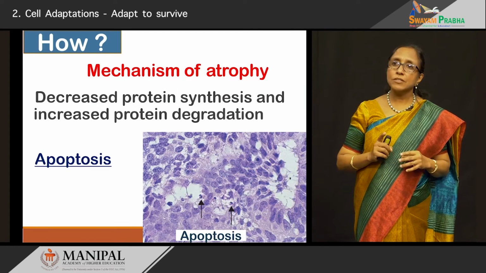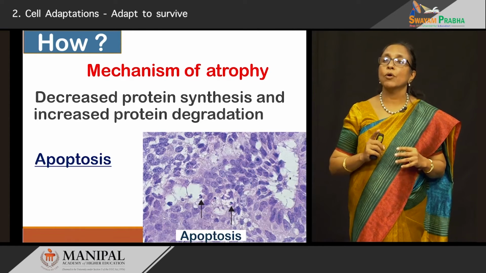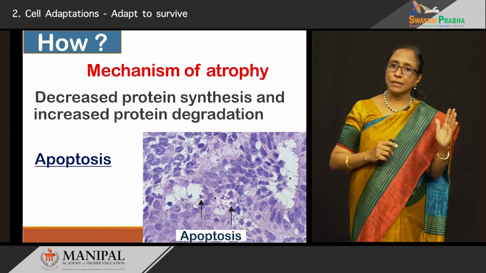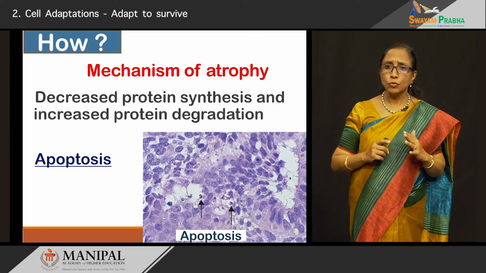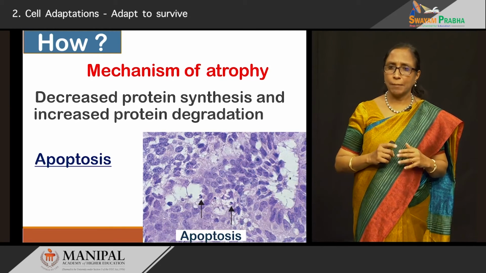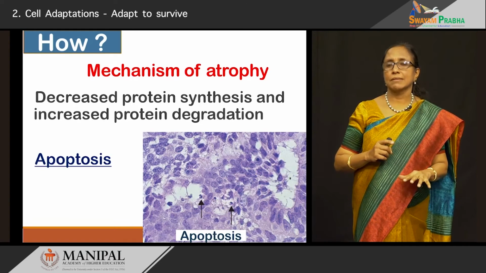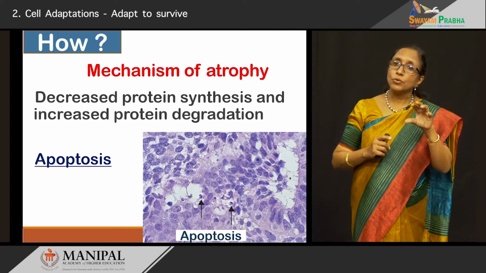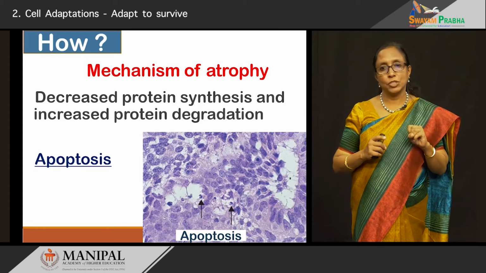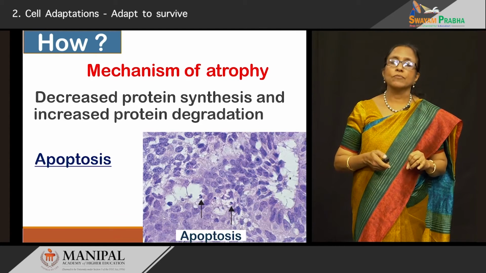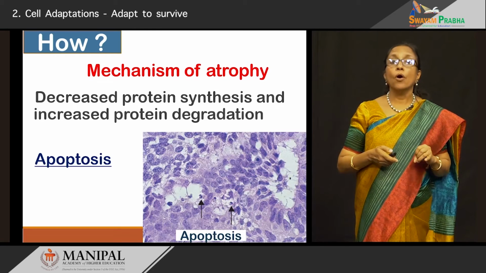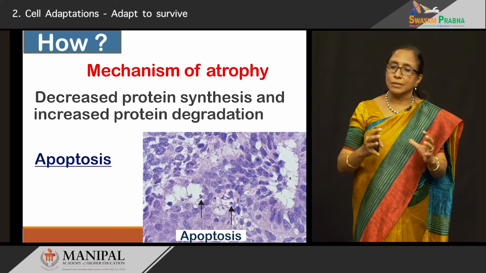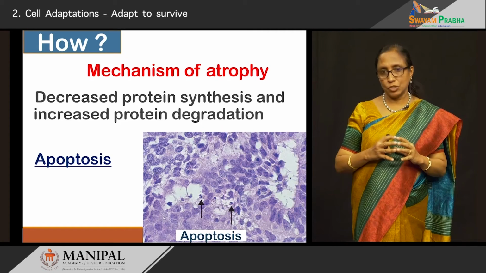Before that, let us just look at the mechanism, or how does atrophy occur. We looked at this in the other situations too. So, likewise, in atrophy, how does it happen? There is decrease in the size, decrease in the cells, and also shrinkage of the cells and the tissue. It can be because of decreased protein synthesis or increased protein breakdown. So, that can cause decrease or shrinkage of the cells and the tissue.